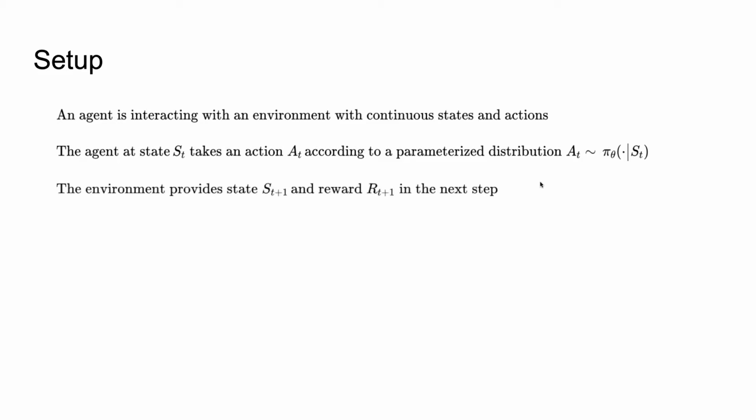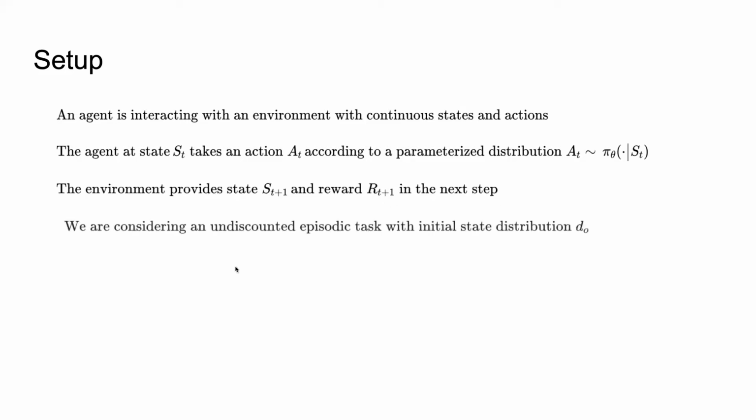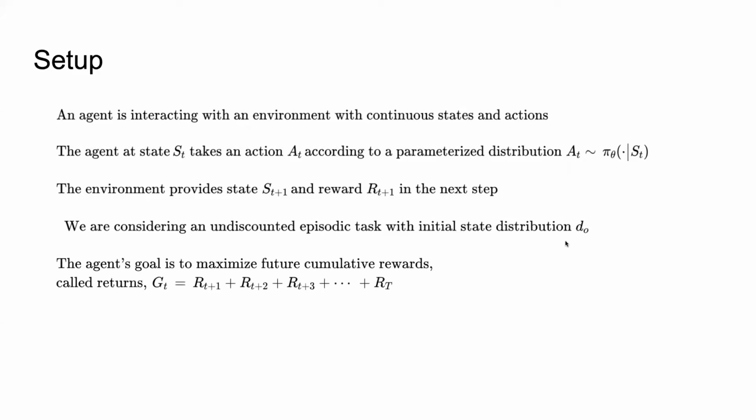And then in return, the environment provides the next state and reward in the next step. And let's, for simplicity, consider an undiscounted episodic task with the initial state distribution D0. Now, what is the goal here? The agent's goal is to maximize future cumulative reward, which is also known as the return. Now, return is a random quantity. So if we want to get a sense of a true objective that the agent needs to optimize, then we need to consider all the randomness here. So we want to talk about expected return that the agent needs to maximize.